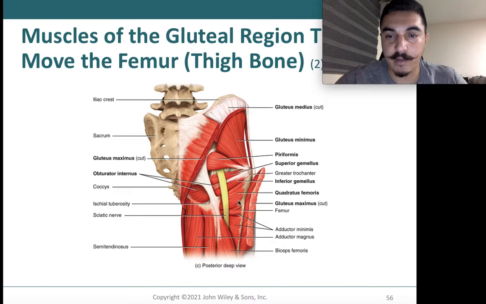There's the inferior gemellus, the quadratus femoris, right in our femur bone. Quadratus femoris. Gluteus maximus again wraps kind of over all those. Obturator internus, and like in the inside as well.